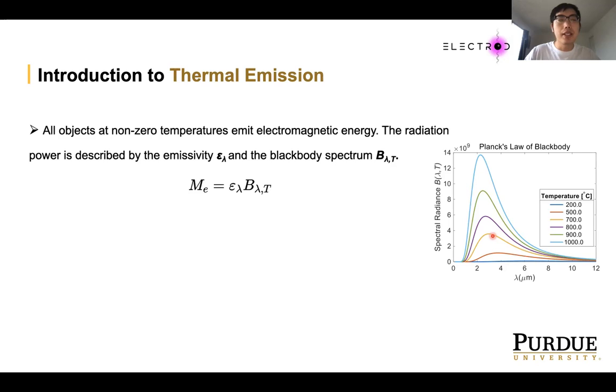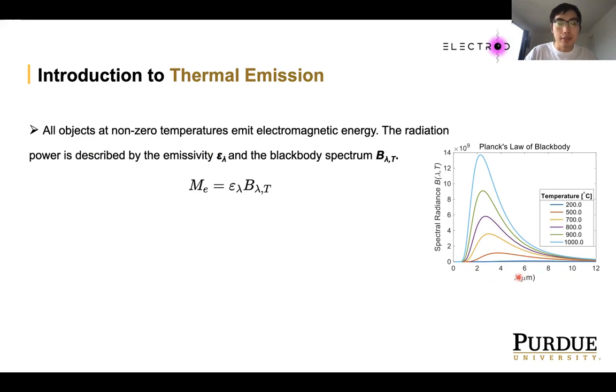As we know, thermal radiation is everywhere. All objects at non-zero temperatures will emit electromagnetic energy. The power density of thermal radiation can be described by the emissivity and the black body spectrum. The black body spectrum, as shown in the figure, is determined by Planck's law. It is spectrally broadband. It is also unpolarized and omnidirectional.